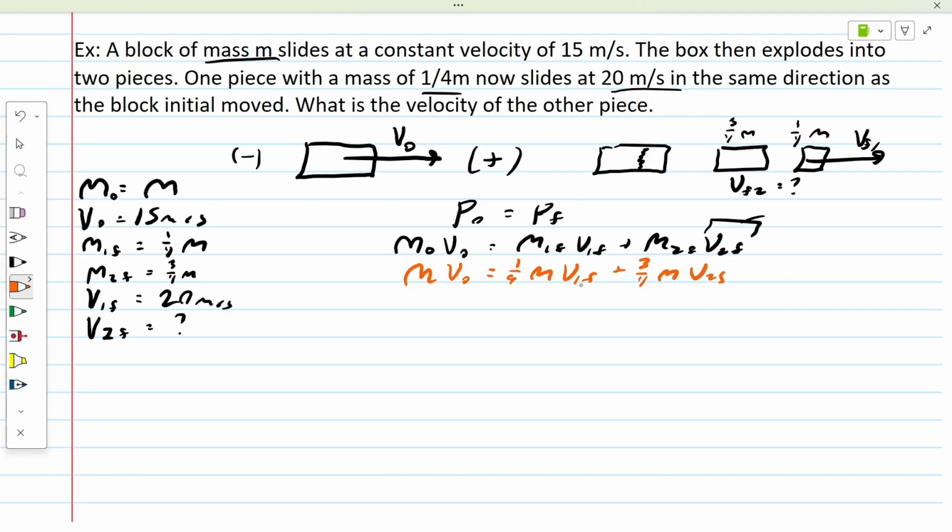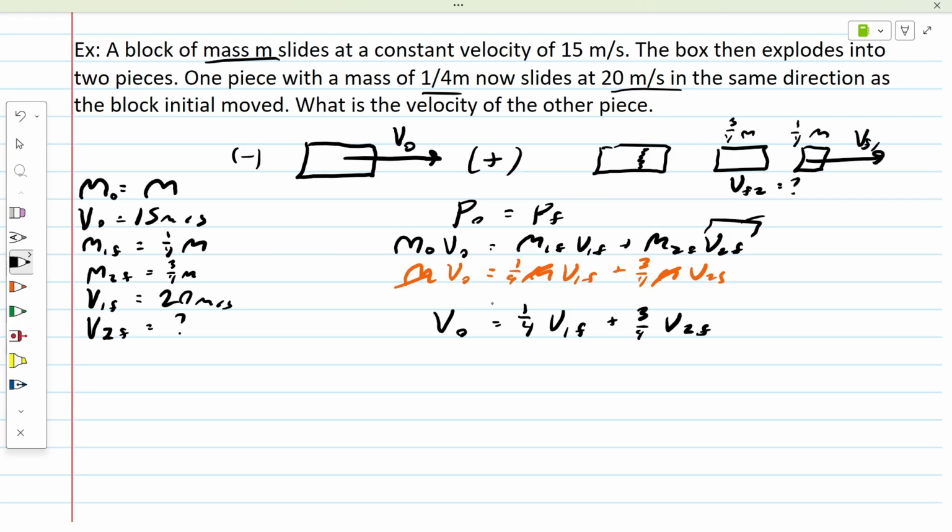And so the reason I did that is because these masses are going to cancel, because they're all relative to the same mass. And so we can now just get this in terms of velocities. And now we can rearrange it for v2 final. You could rearrange it first and then plug everything in, the masses would divide out, but this just simplifies the equation a little bit.